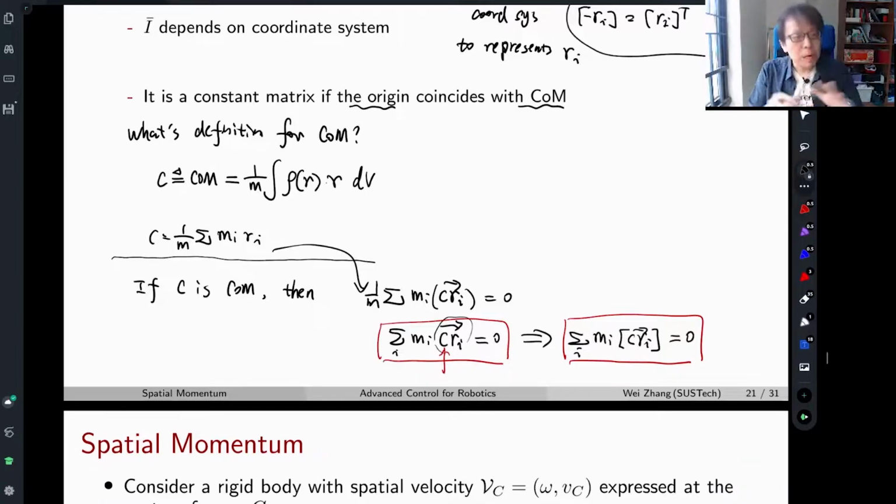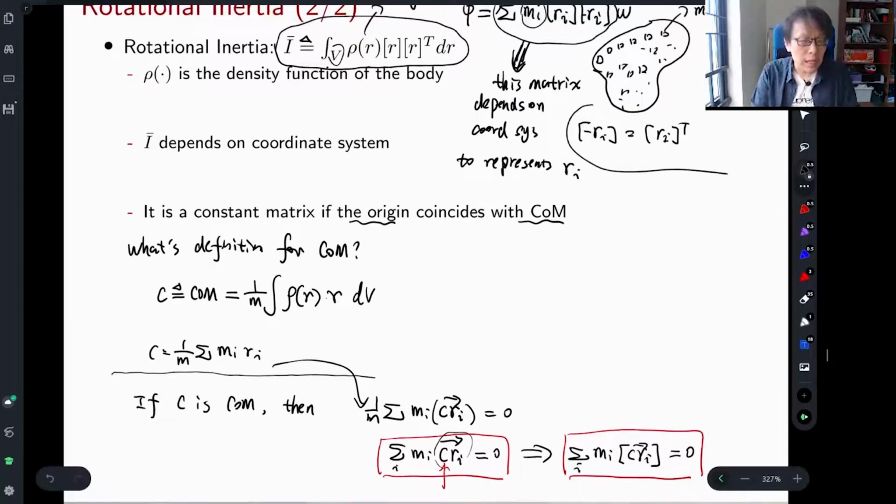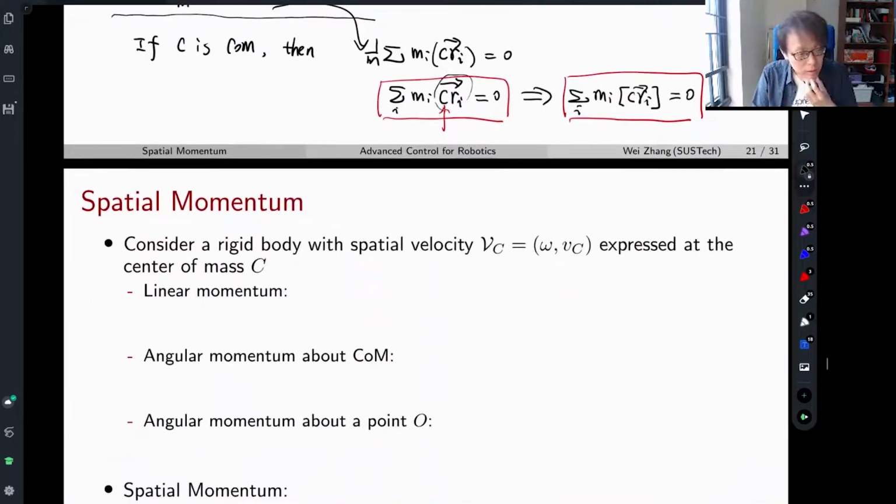With this preparation, let's define spatial momentum. A lot of textbooks or discussions don't give these baby steps to set up the context for you to truly understand what's going on. I'm talking a little bit slowly here, just trying to make sure everyone understands from the very fundamentals why the formula holds.